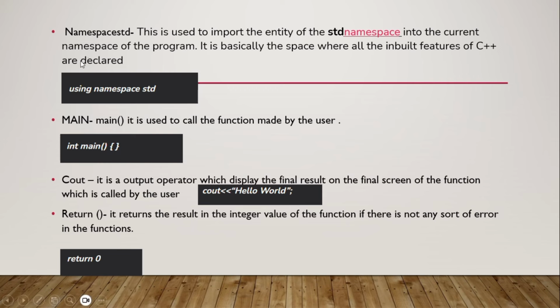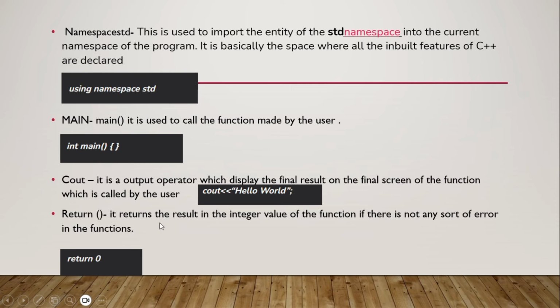Cout is an output operator which displays the final result on the screen. Like we have used Python's print statement, it is the same as that. cout << "Hello World". We will use that command cout, and this double less-than sign will print this Hello World on our output or the terminal, right.